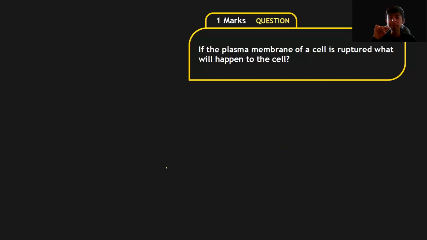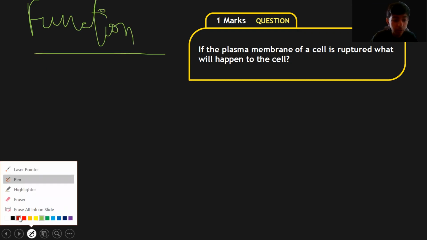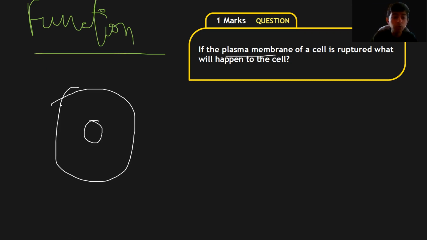These types of questions can be asked for cell organelles as well. If this cell organelle wouldn't be there, then what would happen to the cell? First of all, we should understand the function of that particular cell organelle, what function it performs, so that because of its absence the cell will have to suffer. What is the function? If we talk about the plasma membrane in an animal cell, it is the outermost covering.